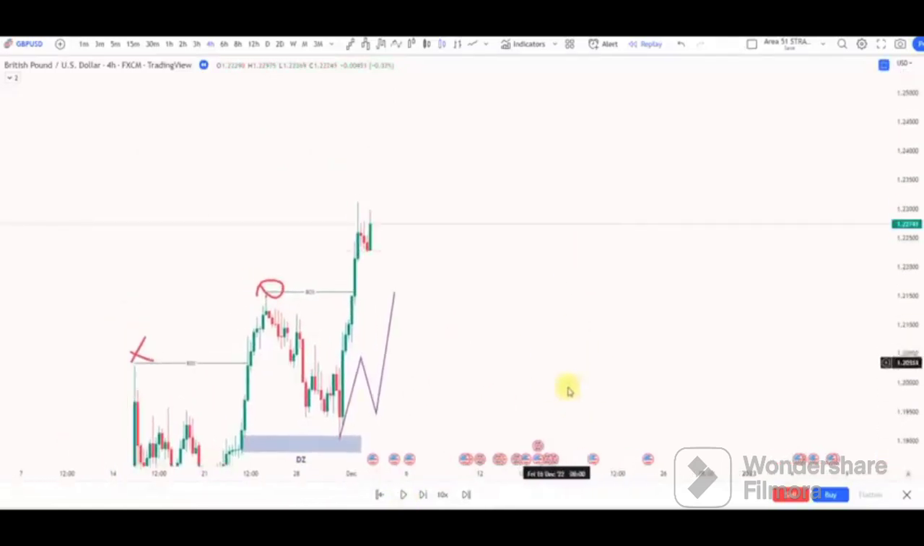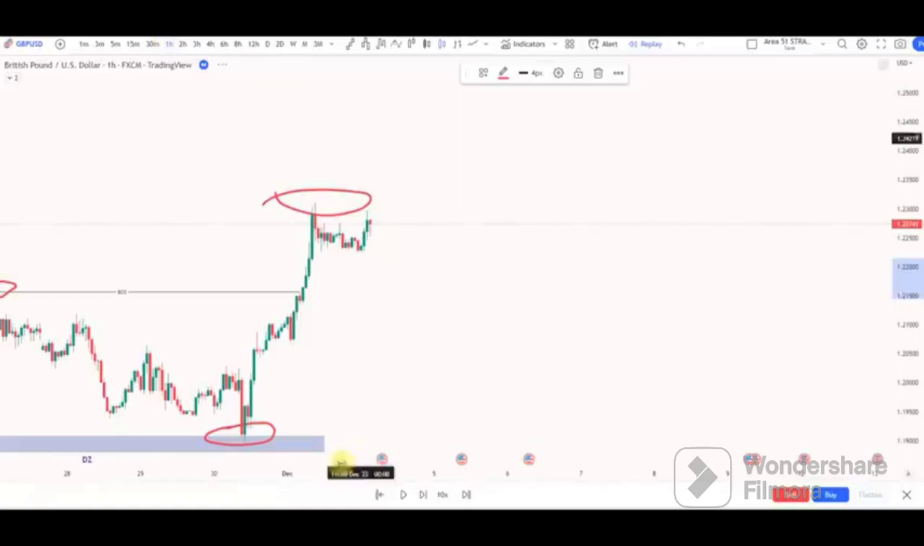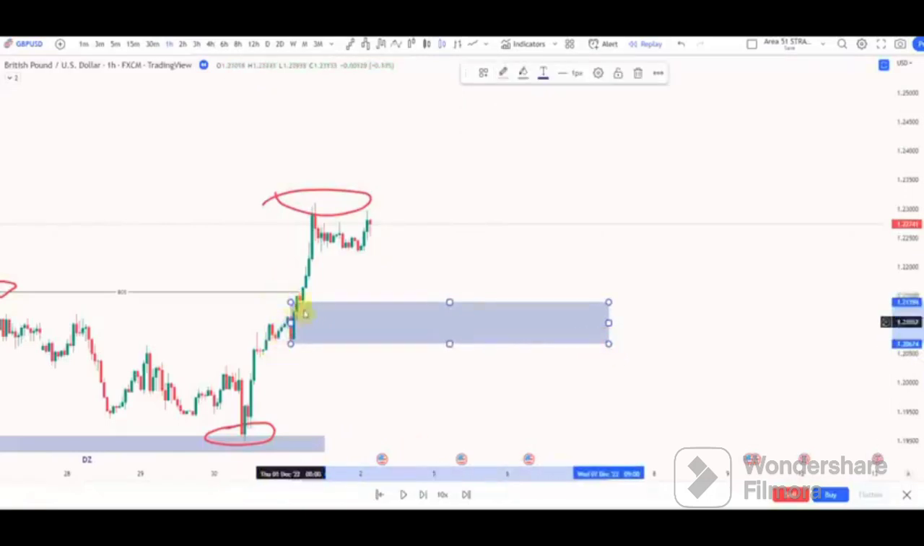Okay, over here we have another break of structure. We have the market price here creating high highs, high lows, breaking this structure, giving us a break of structure. Once you identify that, you wait for the market to create some type of lower high, lower low on the lower time frame to come back to your demand zone.